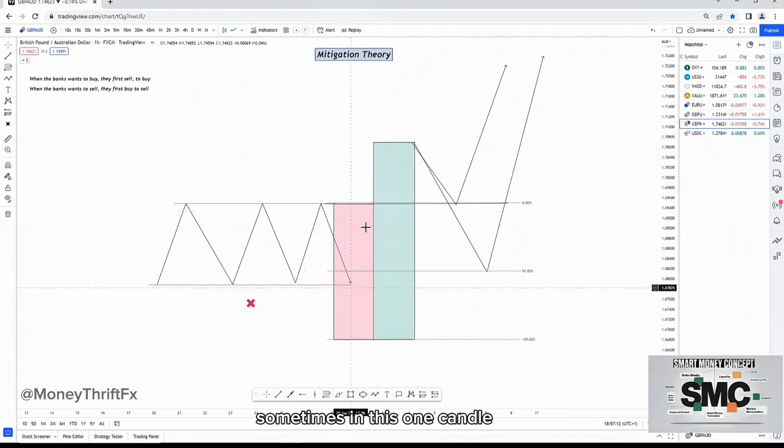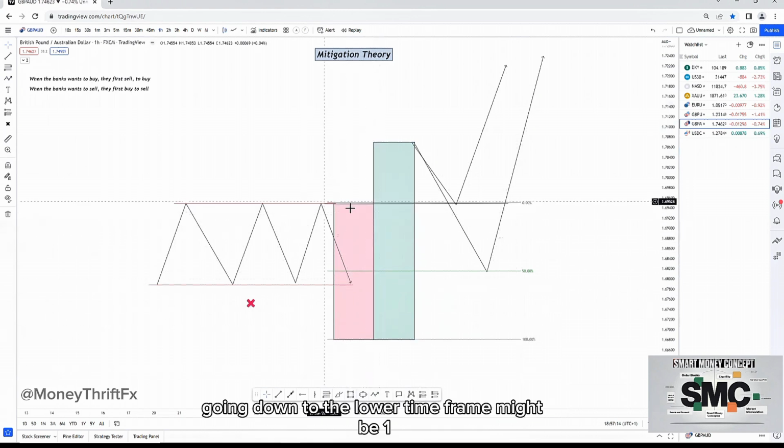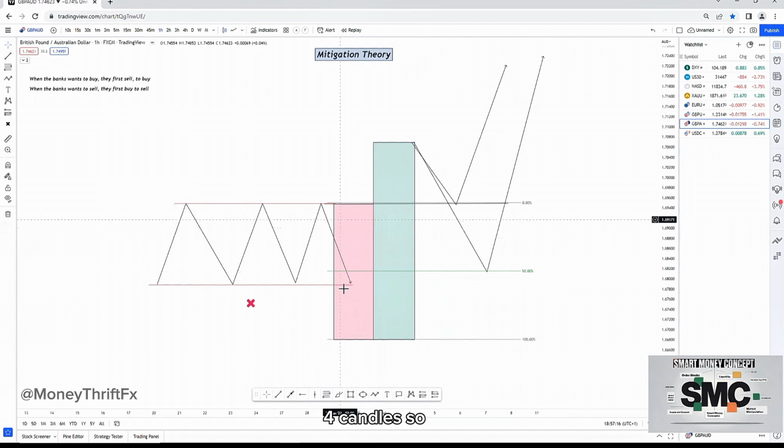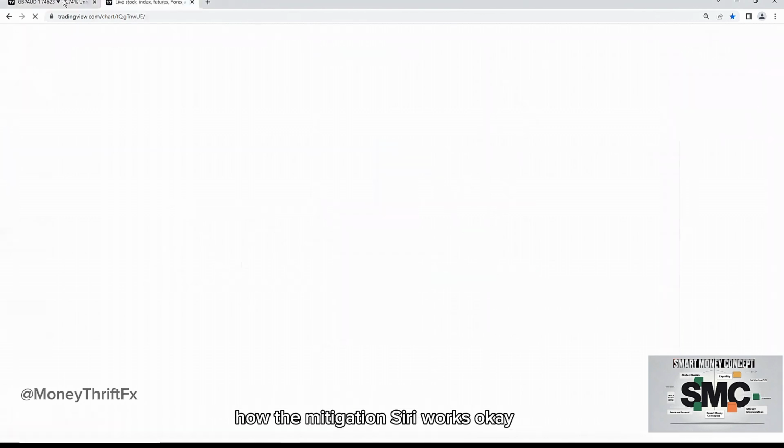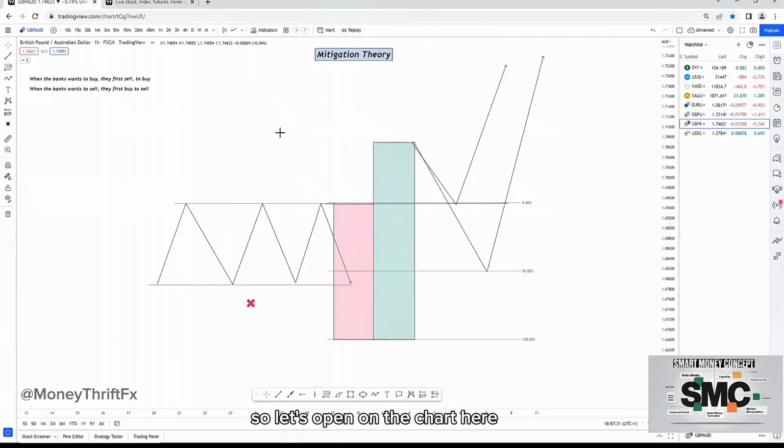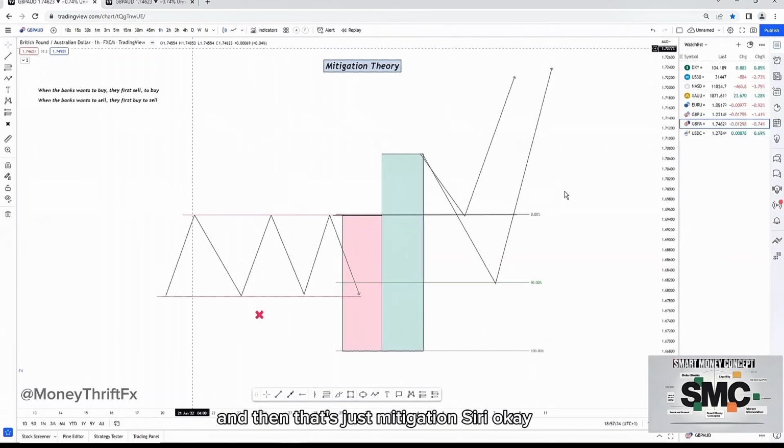Sometimes this one candle, maybe on the higher time frame, going down to the lower time frame might be 1, 2, 3, 4 candles. Sometimes it might even come as low as that last down candle to play it to now go. Okay, but nevertheless, let's now hop on to the chart to see one or two examples of how the mitigation theory works. So let's open another chart here.